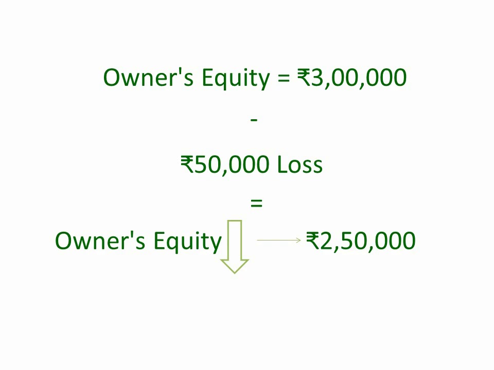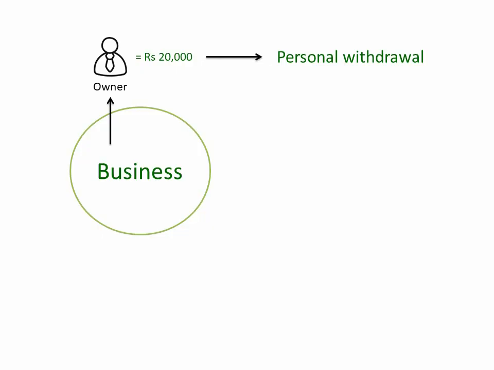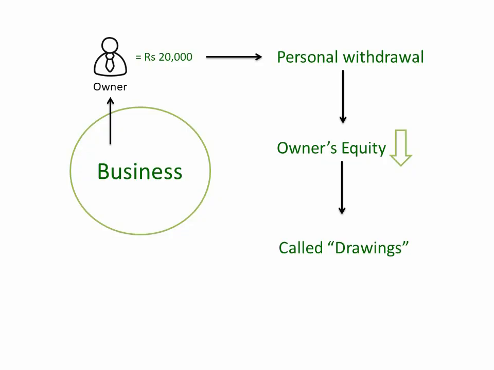Suppose you take 20,000 rupees from the business to use personally. That money is no longer being used by the business. So the owner's equity decreases by 20,000 rupees. These withdrawals are called drawings. We will explore drawings in more detail in another lesson. For now, just remember money put into the business can increase the owner's claim. Money taken out for personal use can decrease it.